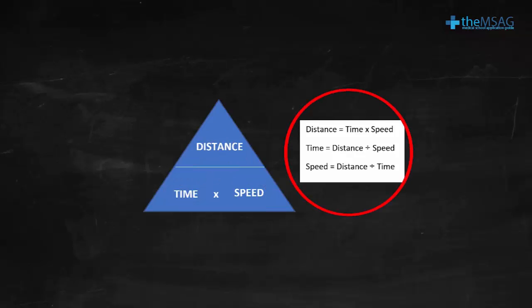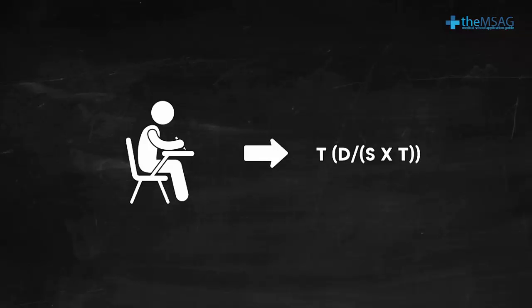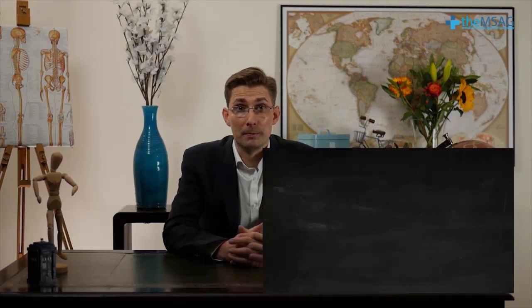The box on the right shows the different results from using this triangle, but all you really need to remember is the triangle itself and how to use it. In the exam, you can abbreviate this triangle to d over s multiplied by t. Let's practice this truly magical triangle with some examples.